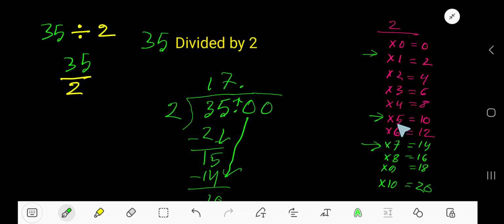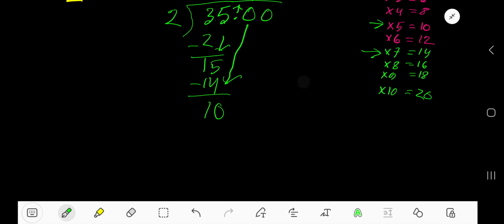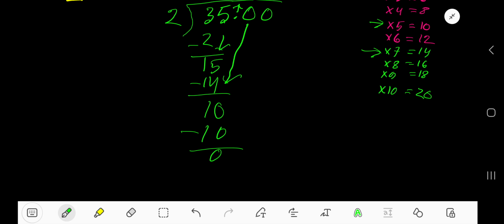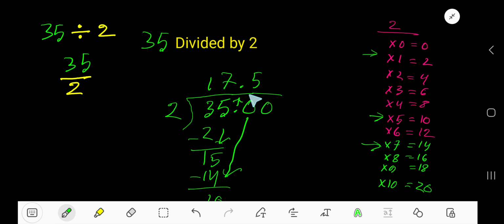Look, 5 times. 2 times 5 is 10. 5 times 2 is 10, so subtract, 0, so your answer is 17.5.